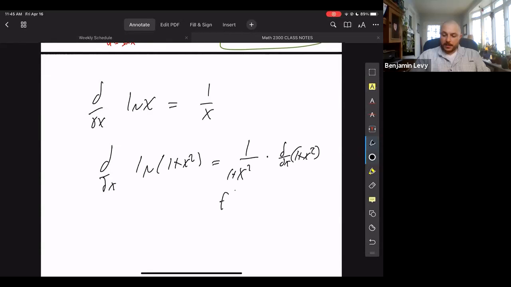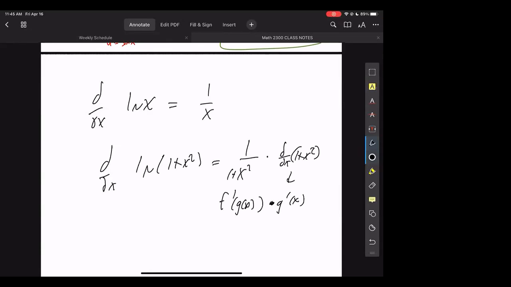Right. This is my f prime of g of x. This is my g prime of x. Okay, that makes a lot more sense now. For the one all the way up top where I was talking about 1/3.